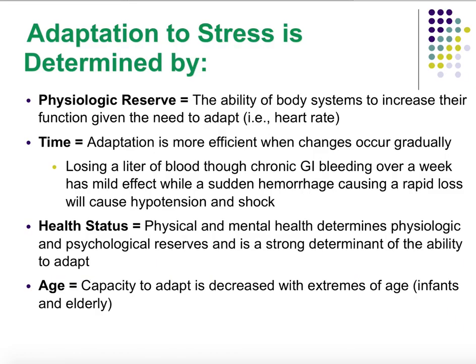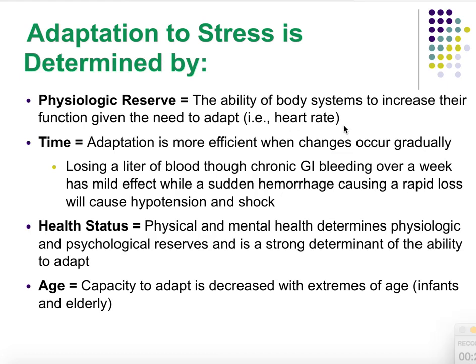Okay, so we talked about how our body responds to stress. We talked about the different types of stress. Now let's talk about adaptation to stress, and then we'll discuss treatment. So how we adapt to stress is determined by several things. Remember, we can experience the same stress, but all of us will respond to that stress differently. So one thing that makes it different from individual to individual would be our physiologic reserve. So physiologic reserve is the ability of our body systems to increase their function given the need to adapt.